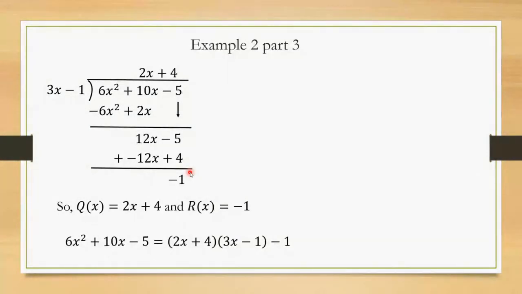And so here we do stop. Now, why do we stop here? Well, because again, notice here, the difference is a non-zero constant. Its degree is 0. This degree is 1. So the difference here has degree less than the degree of the divisor. So we stop. And we get our quotient is 2x plus 4.